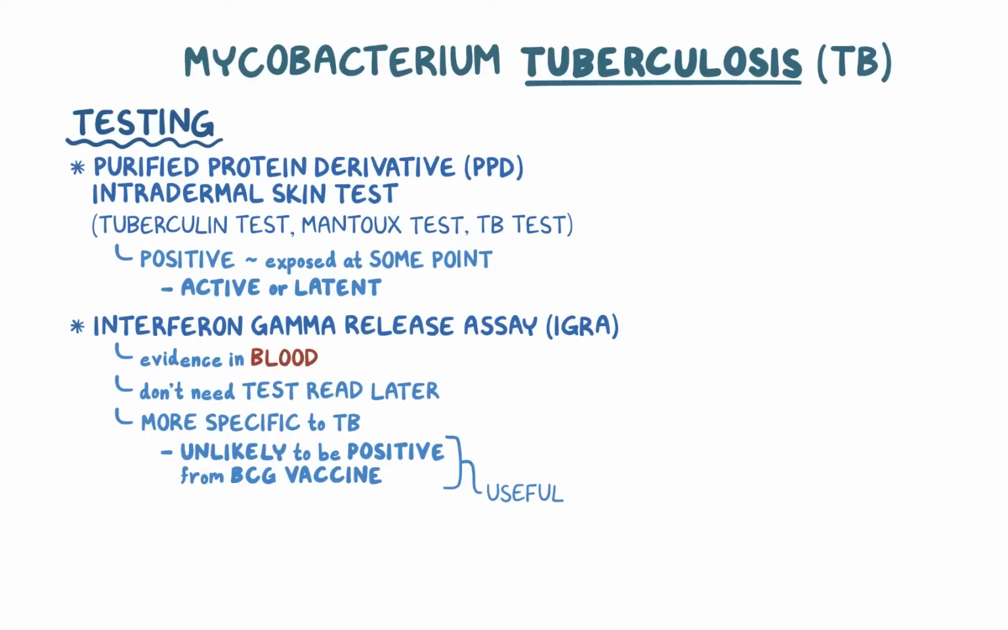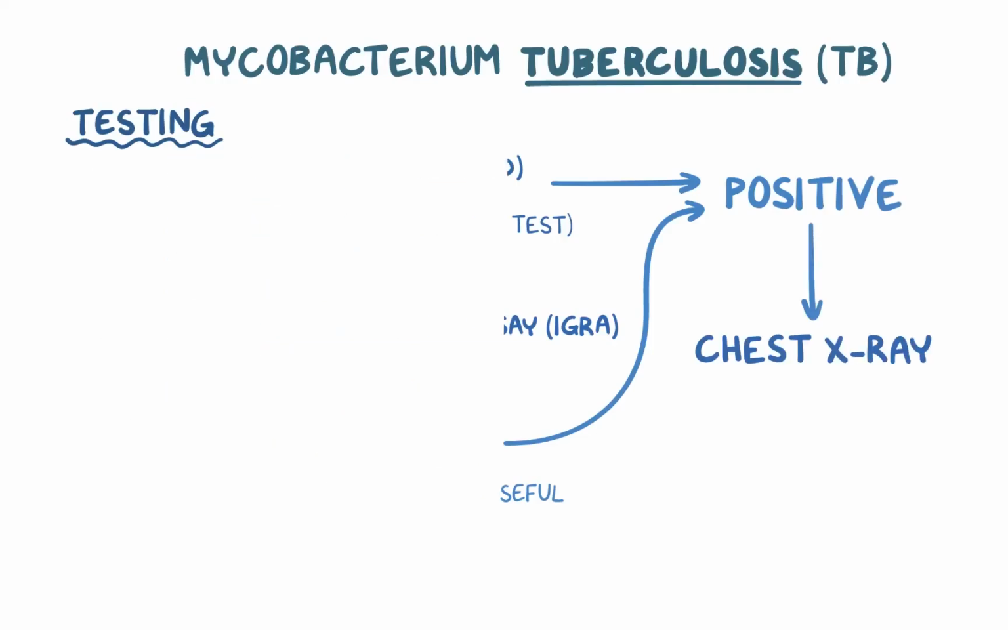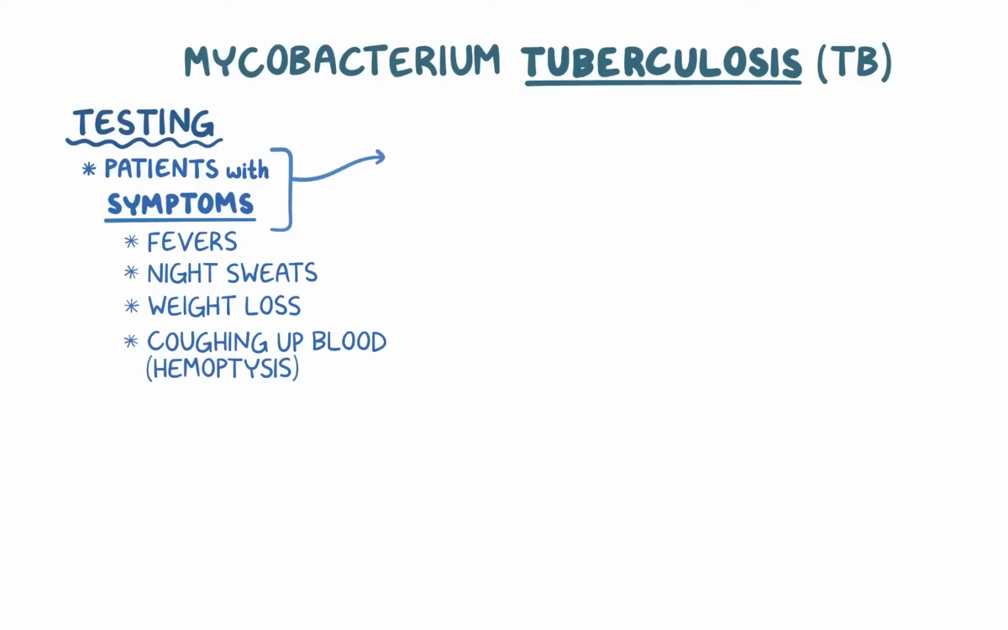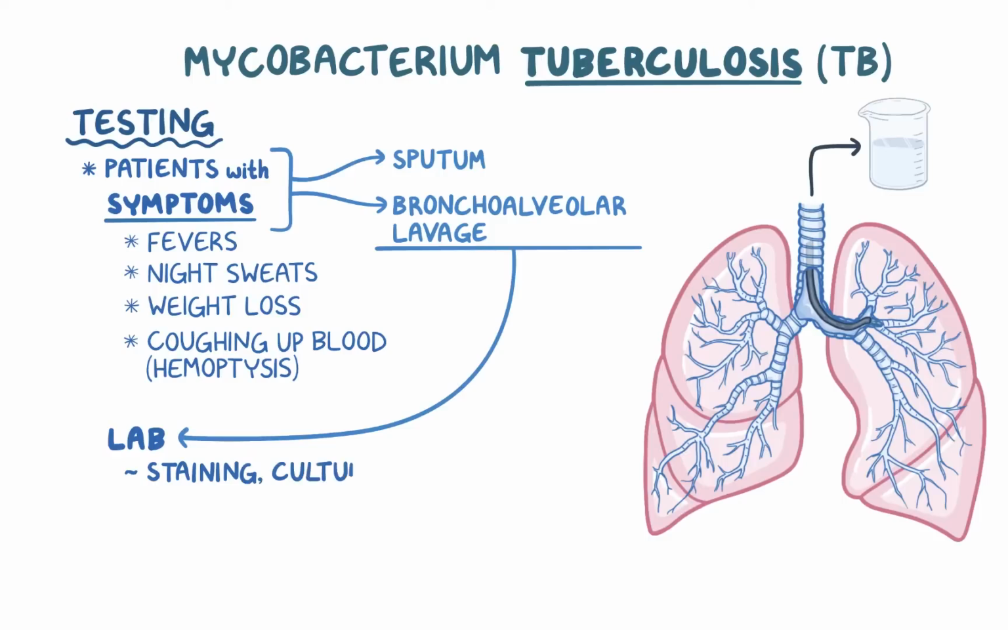to prevent disseminated TB. After doing a screen test with PPD or IGRA, anyone with a positive result typically gets a chest X-ray to look for signs of active TB disease. In patients with symptoms like fevers, night sweats, weight loss, and coughing up blood, or hemoptysis, it's important to collect samples from either the sputum or via a bronchoalveolar lavage, which is where the bronchoscope is inserted through the mouth or nose into the lungs. Fluid is squirted, and then the fluid is collected.